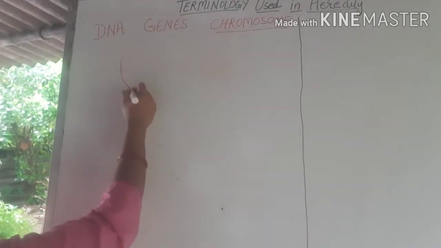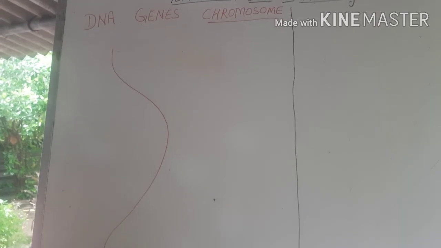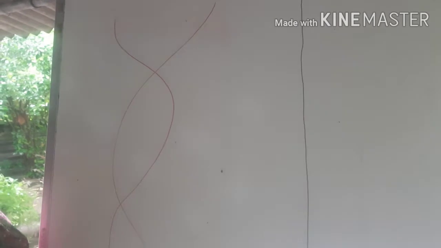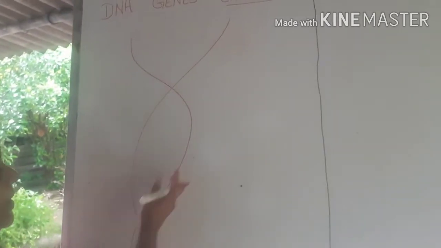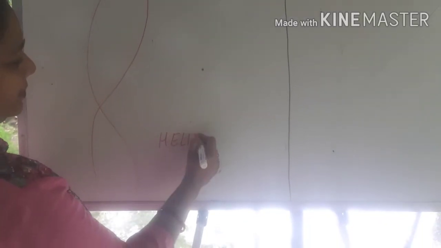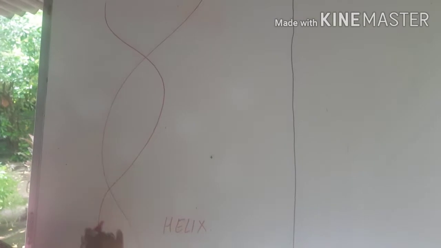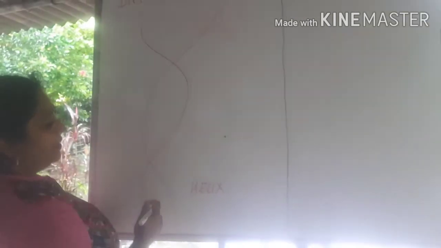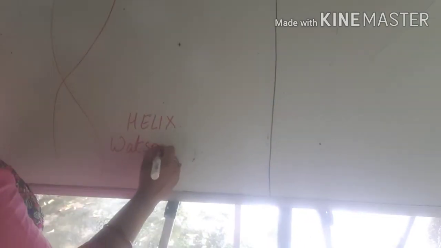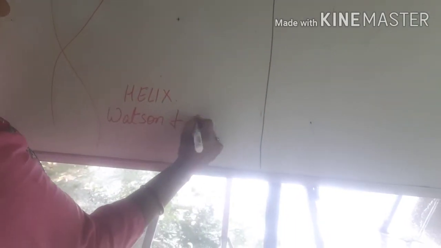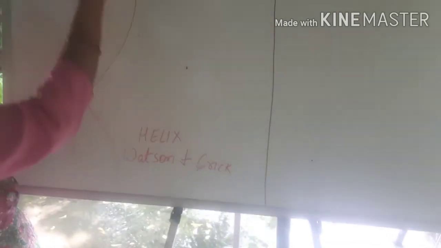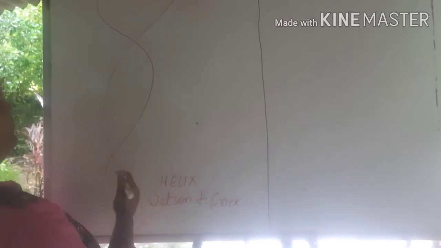Here I will show you a helical model of the DNA. This is how the DNA is. It is called the helix, a helical or twisted model. This was discovered by Watson and Crick. They were the scientists who discovered that DNA is in the form of a helix.